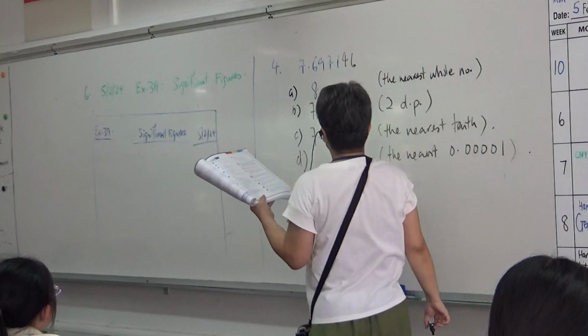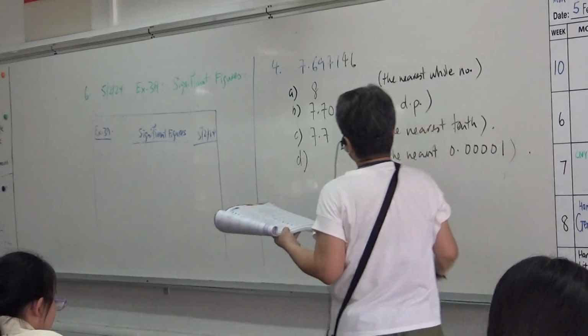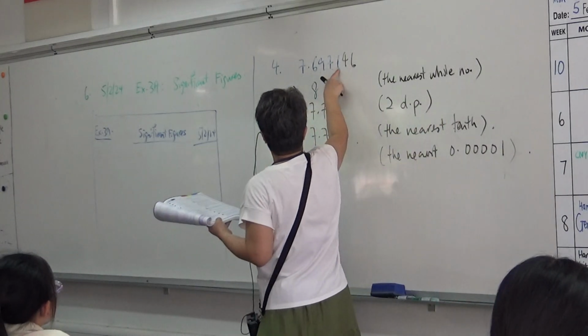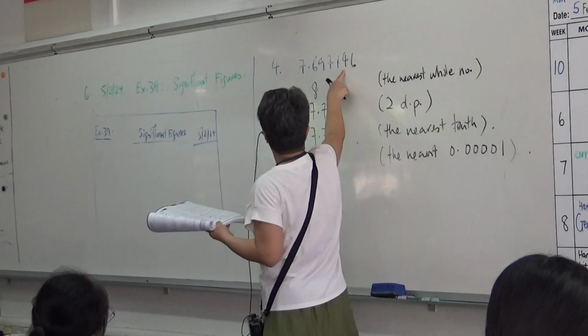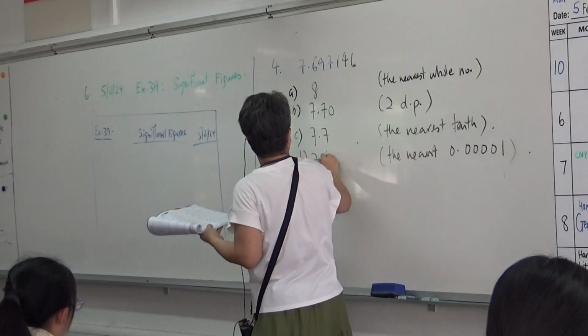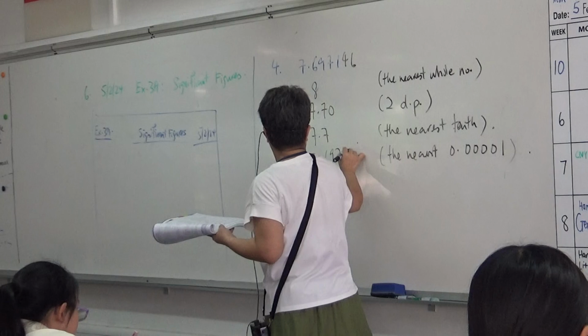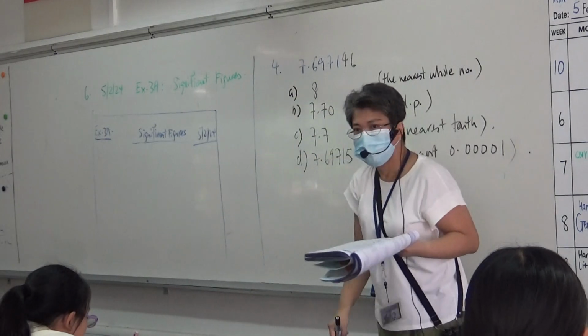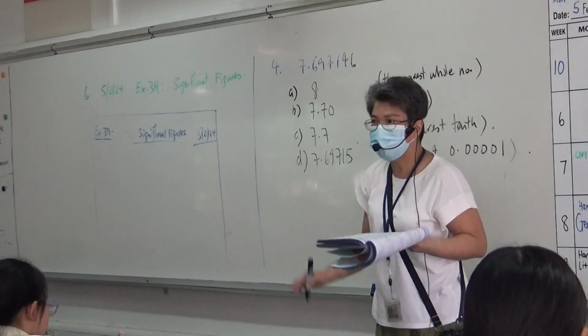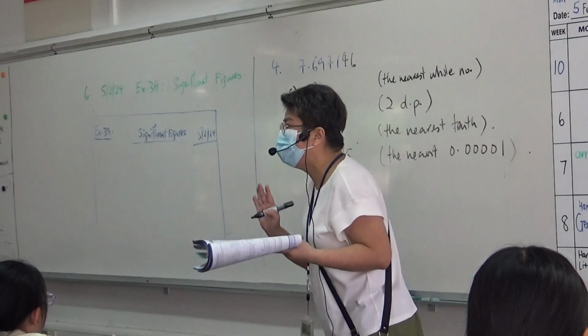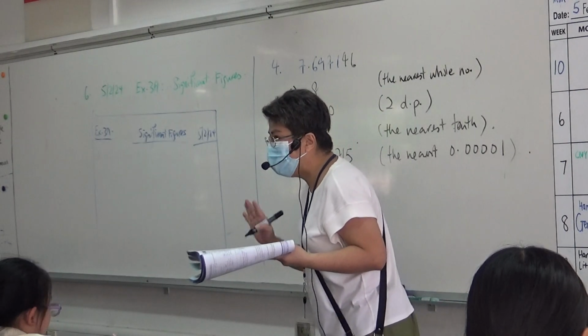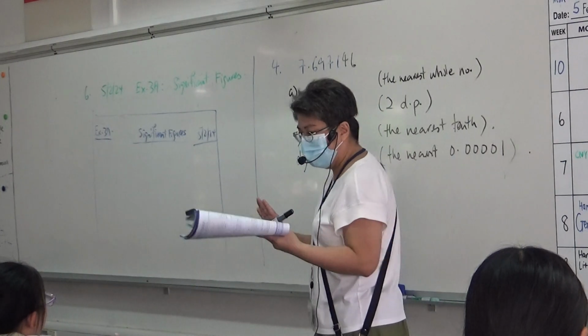1, 4, 6, okay, my mistake. So, 5 decimal places, 1, 2, 3, 4, 5, right? So, what should we do first? 7, 1, 5. Is that understood? This is your number 4. Don't do anything, I'll give you time, I said already. You do, I go back, I clean away, you do again.